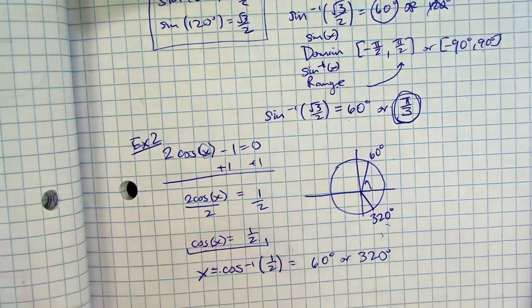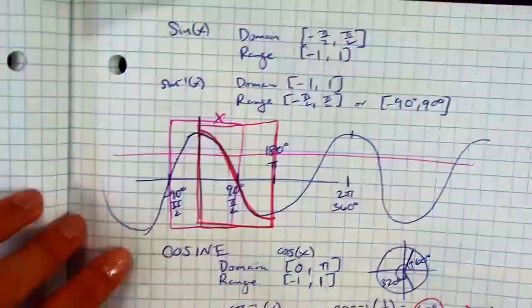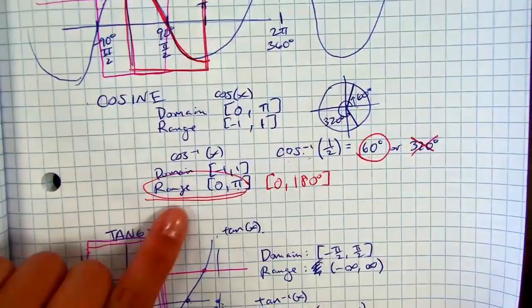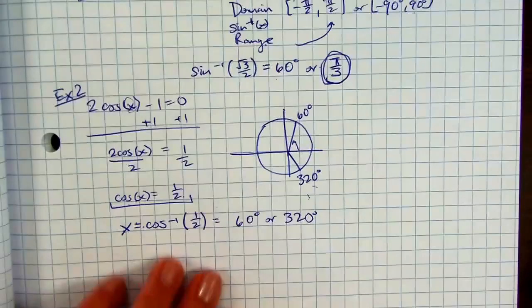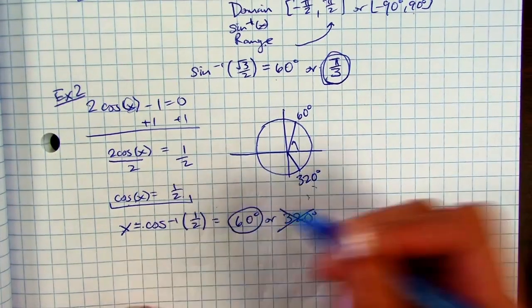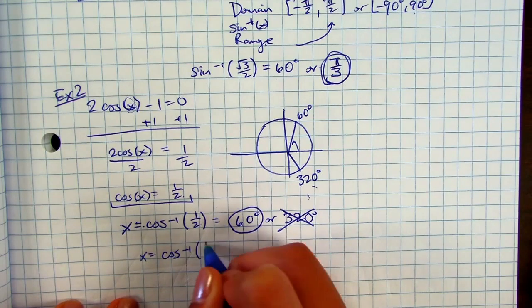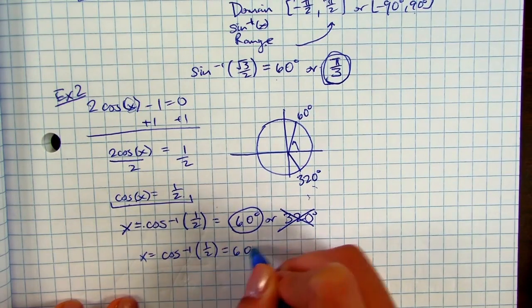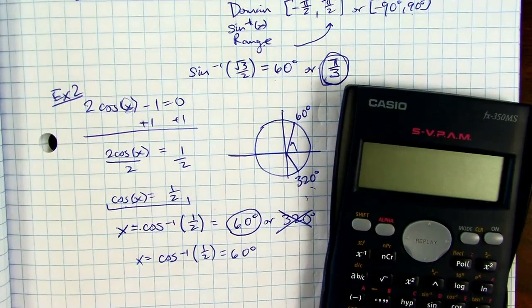Looking back at my convention for cosine, my cosine's range is from 0 to 180. So which of these two values do we want? We don't want the 320, we want the 60 degrees. So x is equal to cosine inverse of 1/2, which is equal to 60 degrees. So that's how I do it by hand. Let me go ahead and pull out my calculator now.